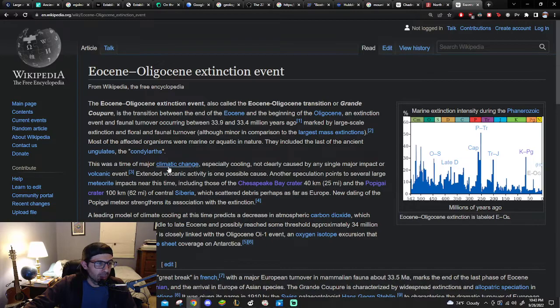This was a time of extinction event. Grande Coupure. Transition between the end of the Eocene and the beginning of the Oligocene. Extinction event. Marked by most of the affected organisms were marine or aquatic in nature.